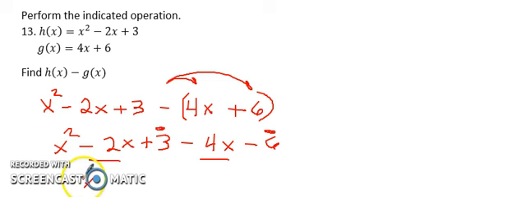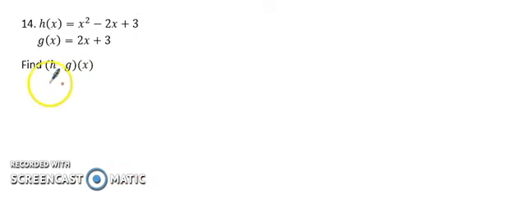I'm going to start off with the x squared. And then minus 2x minus 4x is minus 6x. And 3 minus 6 is a minus 3. So that there is our answer. Let's move on to the next problem.